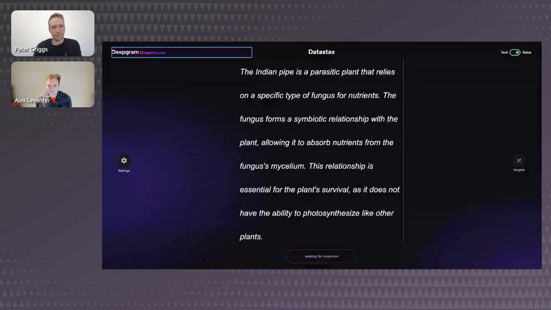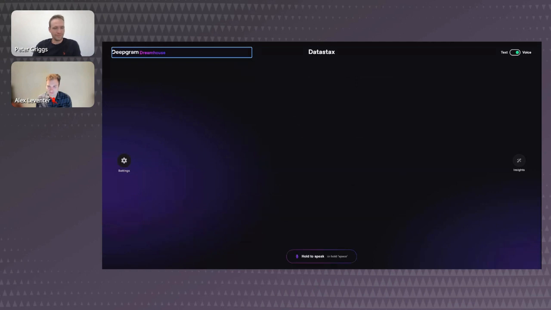The Indian pipe is a parasitic plant that relies on a specific type of fungus for nutrients. The fungus forms a symbiotic relationship with the plant, allowing it to absorb nutrients from the fungus's mycelium. This relationship is essential for the plant's survival, as it does not have the ability to photosynthesize like other plants.